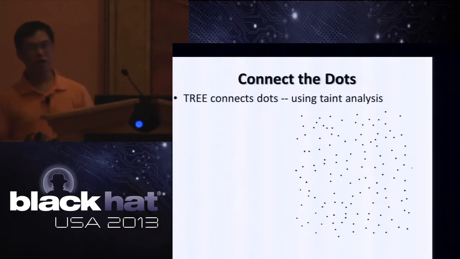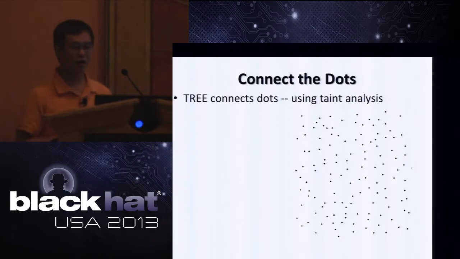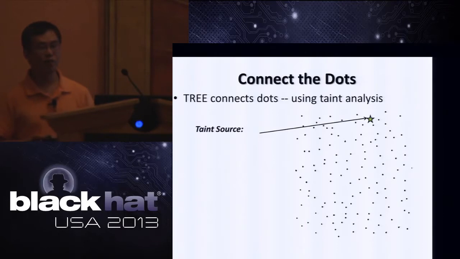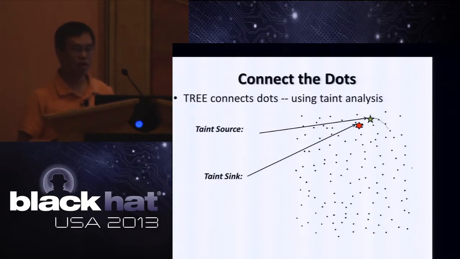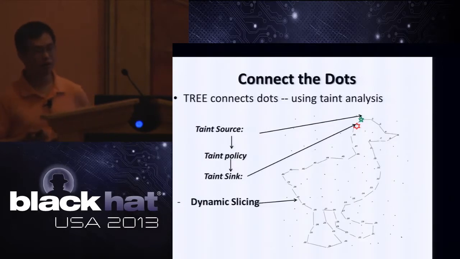So if we use the connecting the dots game to make it easier to see, the starting point is the source, the taint source. And the ending point is the taint sink. You start connecting the dots, and that's following certain rules. The rule is your policy, your taint policy.